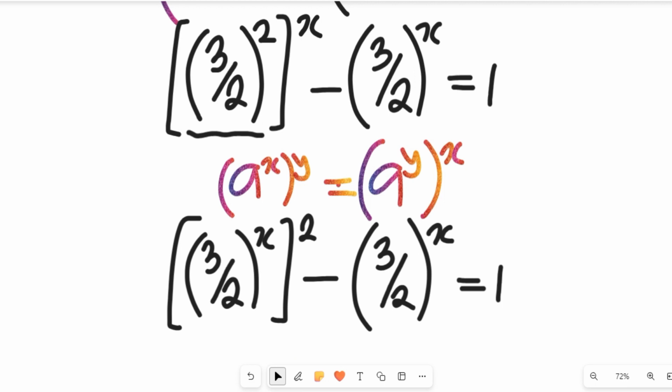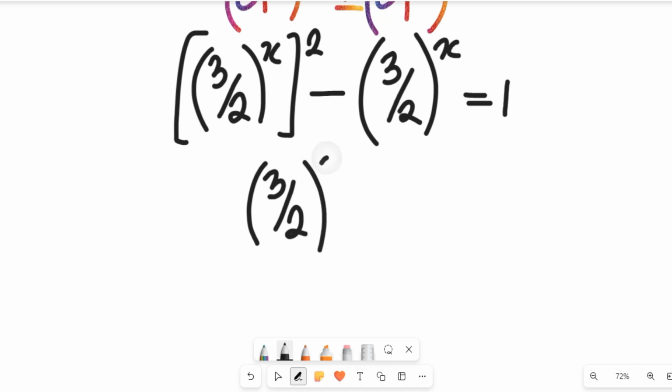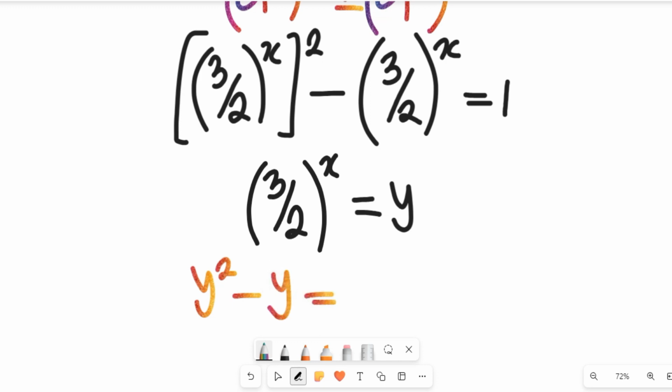Great. Now do you notice that 3 divided by 2 is common? Since 3 divided by 2 is common, all we need to do is to let the value of 3 divided by 2 to the power of x be equal to y. If we allow 3 divided by 2 to the power of x to be equal to y, that means we can easily simplify that expression. That expression will now give us y squared, minus y, and this will be equal to 1.